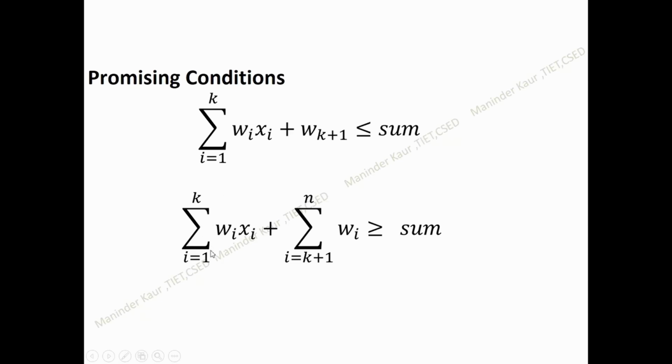Similarly, the second promising condition is that the sum of partial weights plus all the remaining weights, that is the sum of all the remaining elements which you have not considered so far, that value should be greater than sum. These are the two promising conditions. If either of these promising conditions fails for any given level node, that node will not be explored further. That's all for the current session.